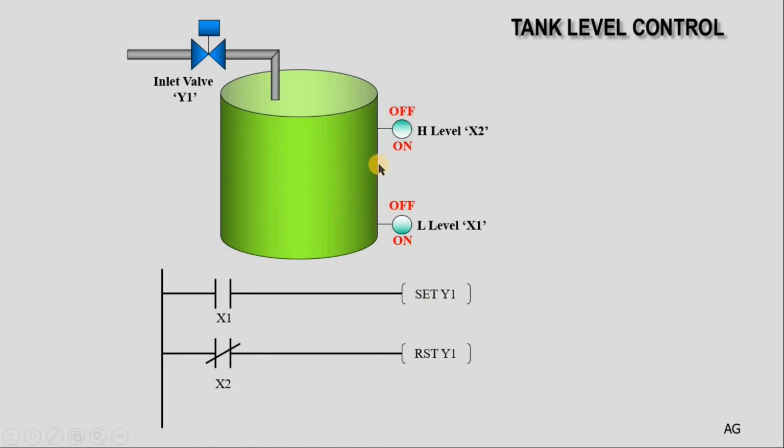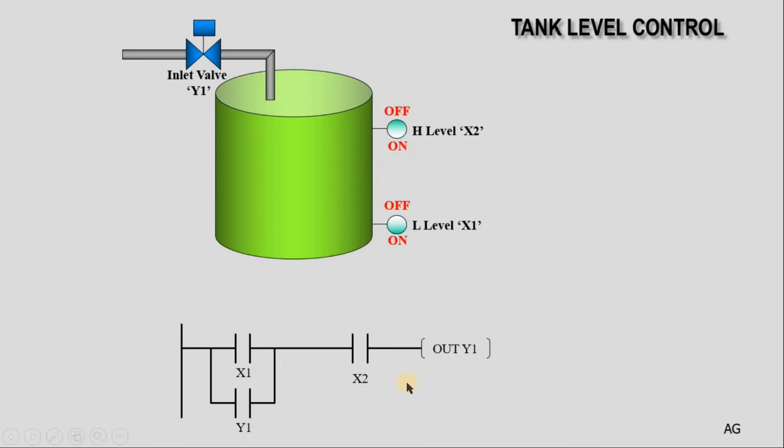Now the level goes above. That means this one is still on, so this one will be off or false. Only when the level reaches above the high level switch, which becomes off, does this become true, and it will reset Y1. So your level will go between below the low level switch and above the high level switch. It will always be between both of them.